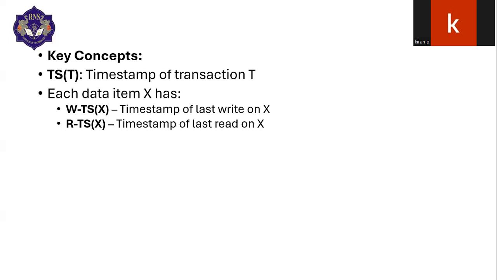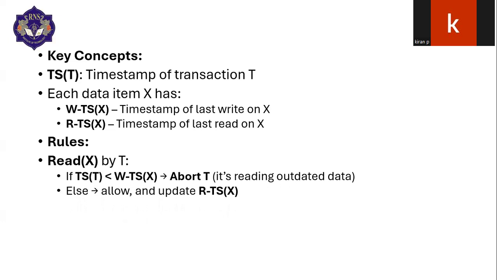If some other transaction writes it, then a new timestamp will be written for that particular object. Similarly, when you are reading it, you also record the time. It is referred to as the read timestamp, the timestamp of the last read on object X. So how do we follow the rules? What is the procedure used to maintain concurrency control?